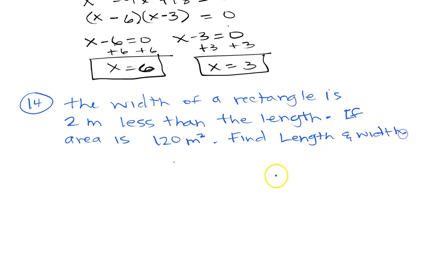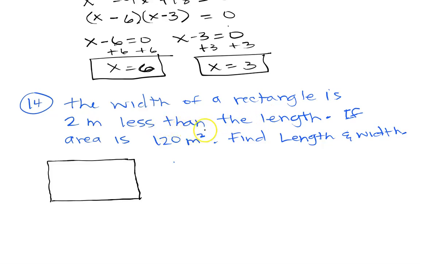Okay, so let's draw a picture, because already in my mind I'm trying to visualize what this is saying. Whenever that happens, I just like to draw a picture of what's going on here. So I've got a rectangle. Now I'm going to call this the width of my rectangle and this longer side the length. It doesn't matter which one I call which, as long as we're seeing this. So the width of the rectangle is 2 meters less than the length.